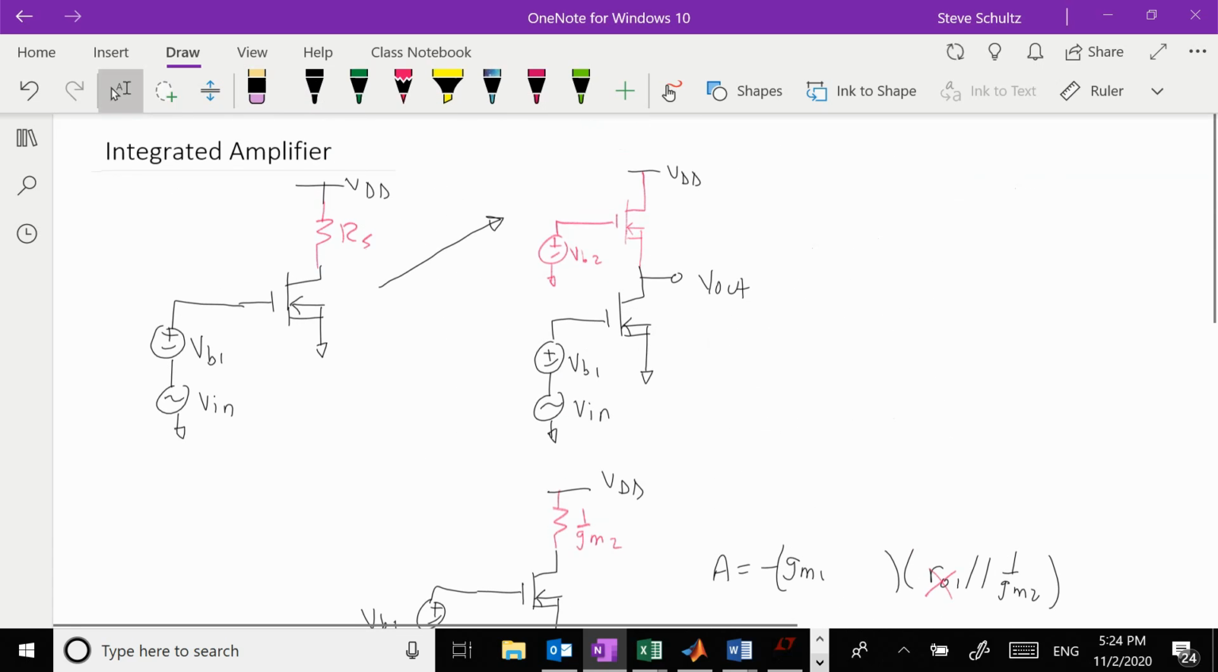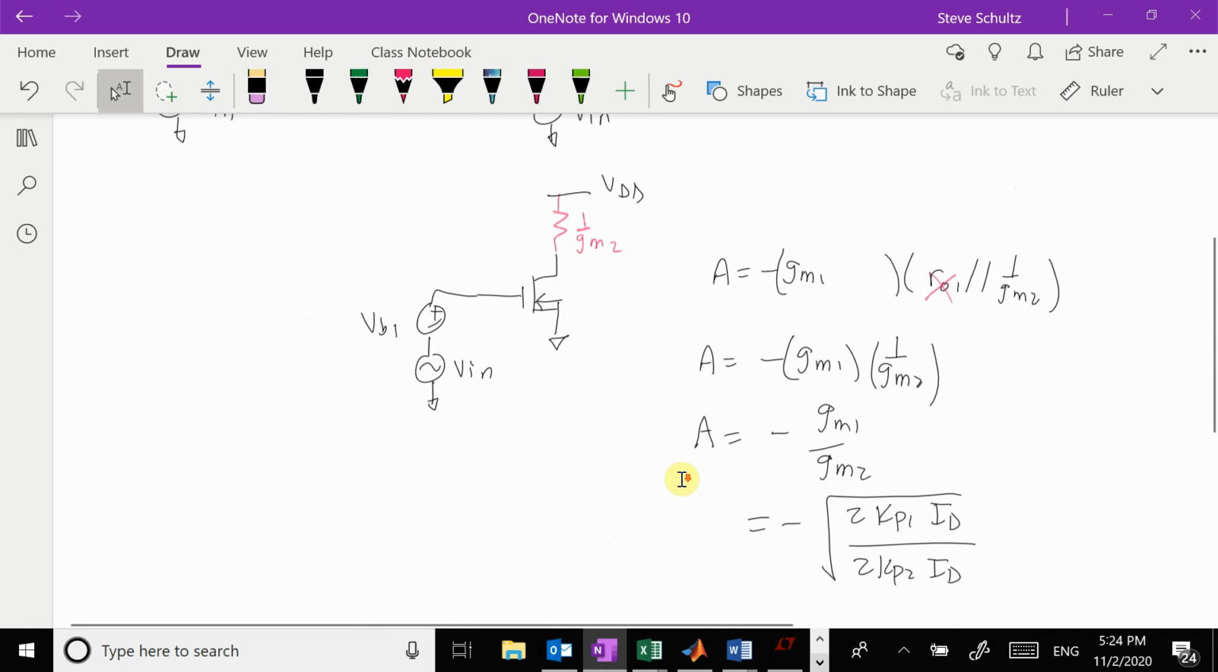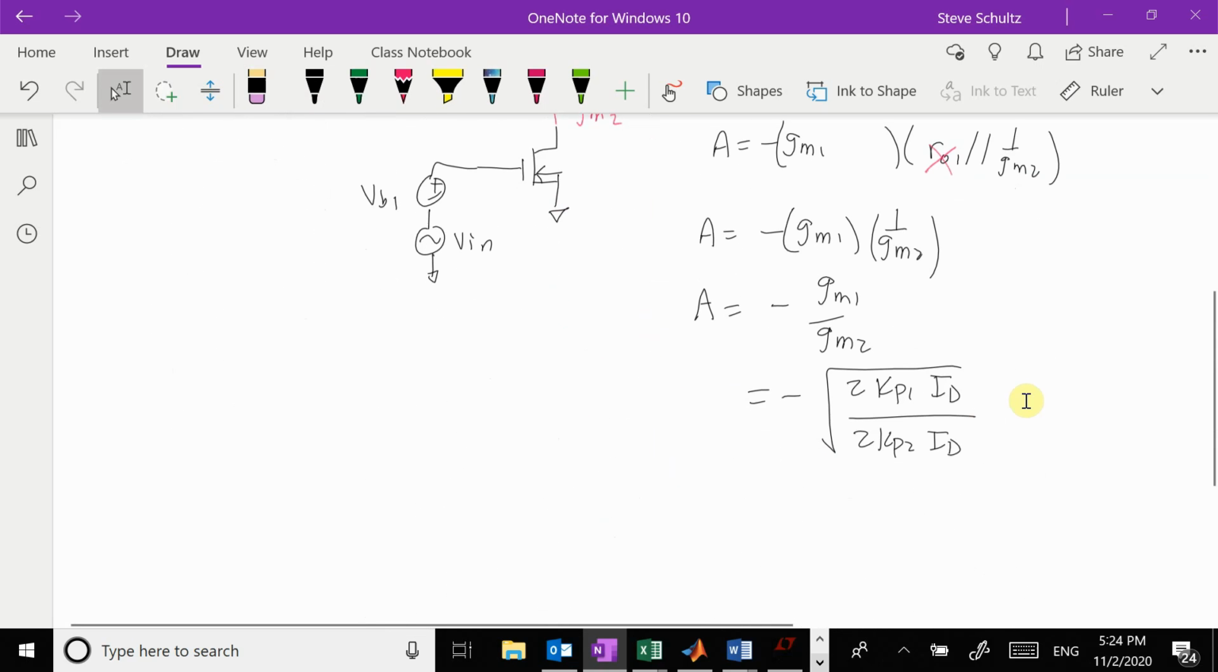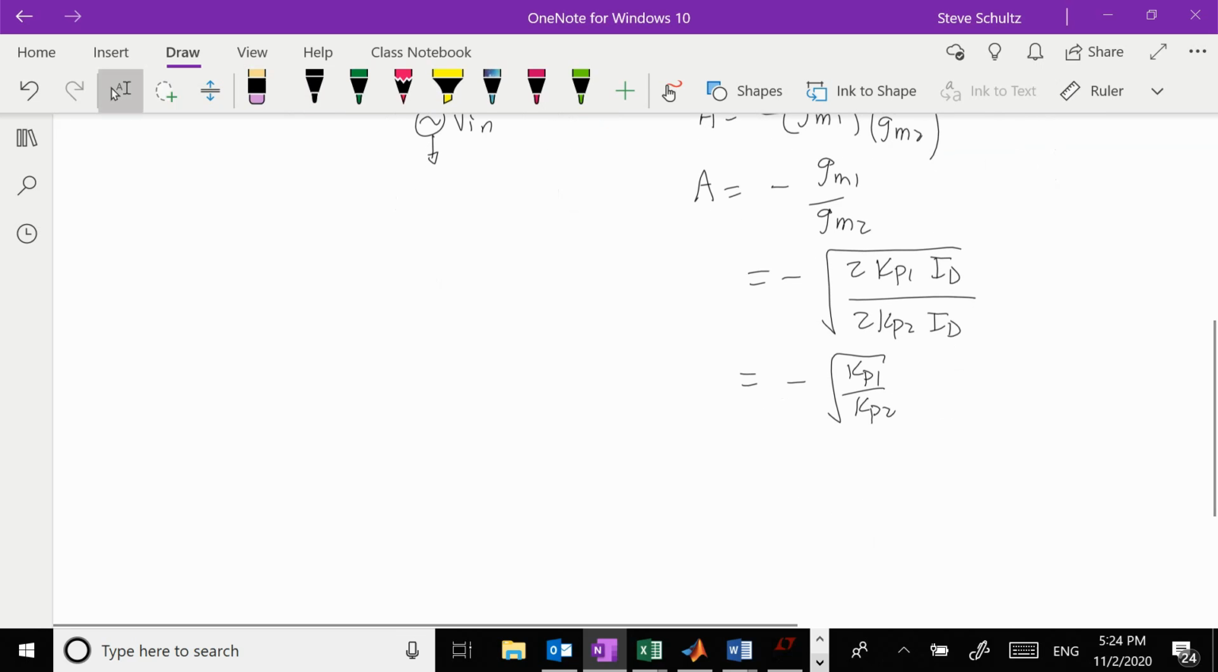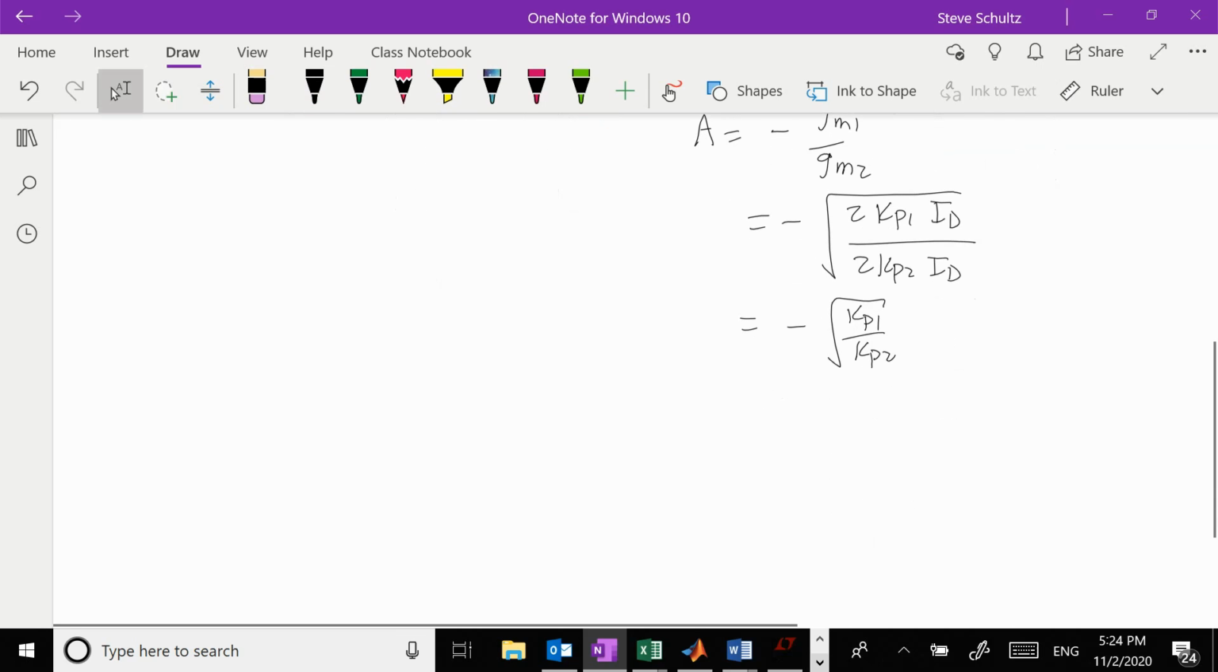If I look up here at this part right here, they're going to have the same current going through them because they're in series. So that's why they have the same current. So this is going to be equal to minus the square root of kp1 over kp2. Which, if they're identical transistors, that's just going to be 1. I don't get any gain and nothing really happens.